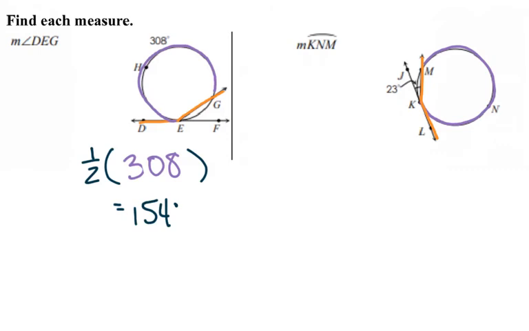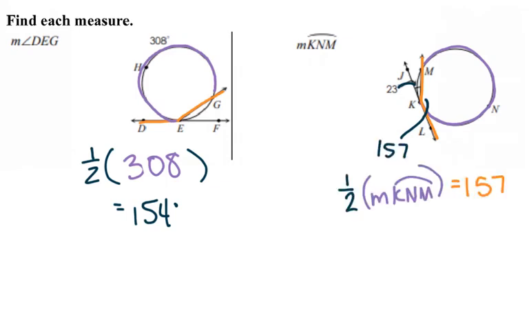Alright, we know that this little one is 23 degrees, but we know that a straight line has to equal 180. So if I do 180 minus 23, I'll get that orange angle. So that would be 157. Okay, so I wrote the formula out. 1/2 of the arc is equal to the angle. So what you could do is divide both sides by 1/2 or multiply both sides by 2. But either way, you're going to get the measure of KNM equals 314. And it's a major arc, so we probably did it right.